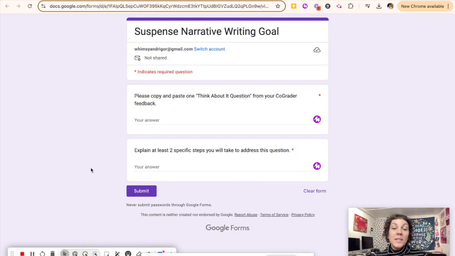What I often do is I have this spreadsheet printed out because I love paper and pen. And when I'm conferencing one-on-one with students during the writing process, I'm looking at, okay, what is the think about it question you are working on? And let's take a look at that together.